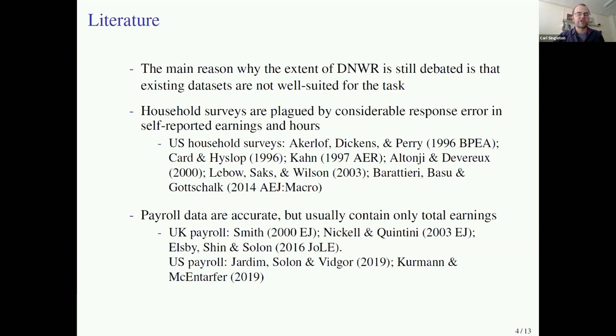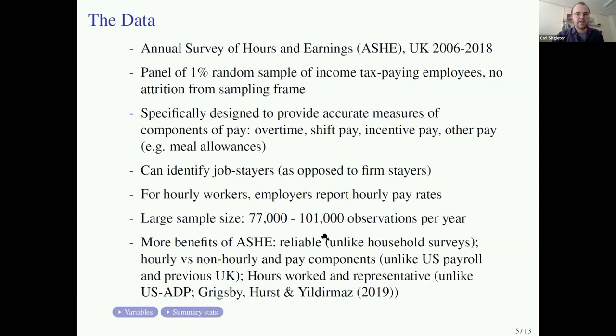Something like changes in overtime or changes in meal break pay or car allowances. It's not clear whether they are relevant measures of earnings for the question of downward nominal wage rigidity and how it matters in the macroeconomy. So we're going to overcome that challenge by using the Annual Survey of Hours and Earnings, which was designed specifically to record details of employees' pay and dig into these different components of pay.